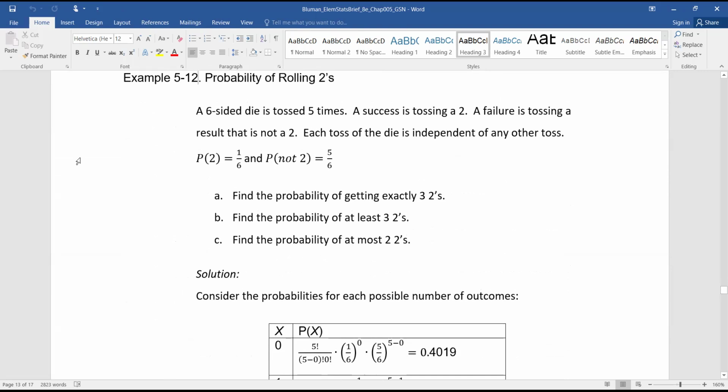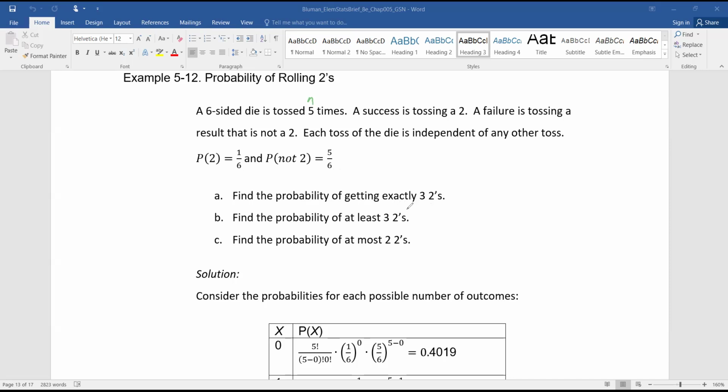Probability of rolling twos. A six-sided die is tossed 5 times, so there is our n. A success is tossing a 2. A failure is tossing a result that is not 2. Each toss of the die is independent from one another. So the probability of getting a 2 is a 1 out of 6 chance. Probability of not getting a 2 will be a 5 out of 6 chance. We want to find the probability of getting exactly 3 2s.